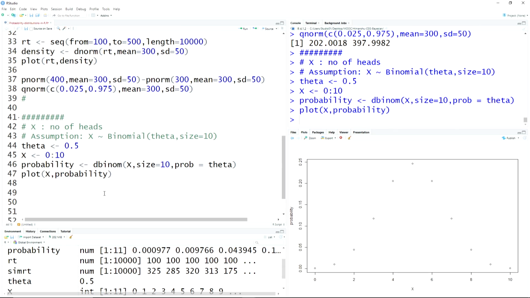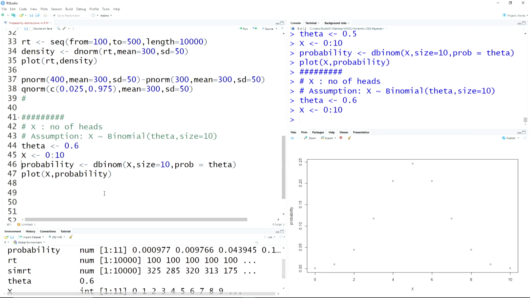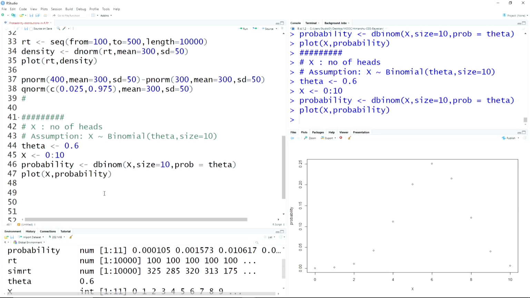How would it change if I assume theta is 0.6, not 0.5? This is how it would change. Now, the value with the highest probability is 6, and values around 5 and 7 are less probable, right. So, this graph would change under different assumptions about theta. So, this is your PMF. Let us draw the likelihood function.